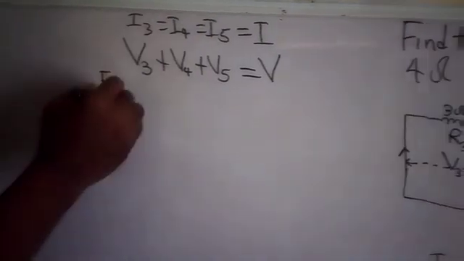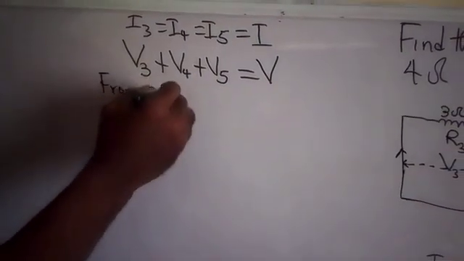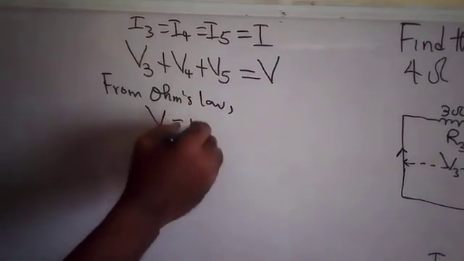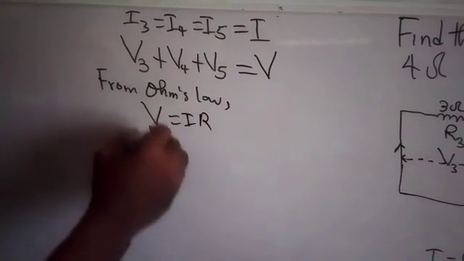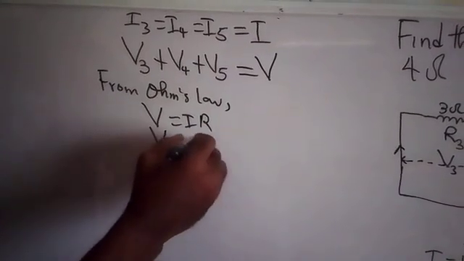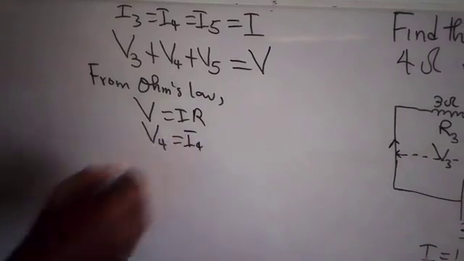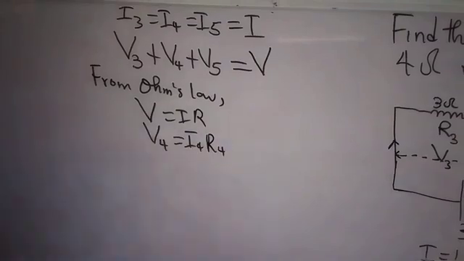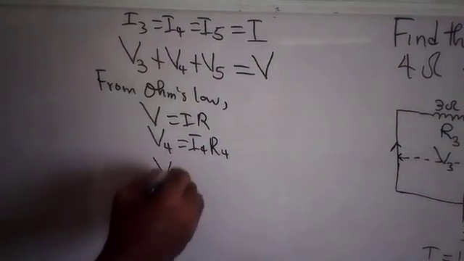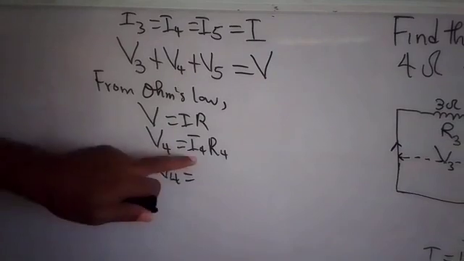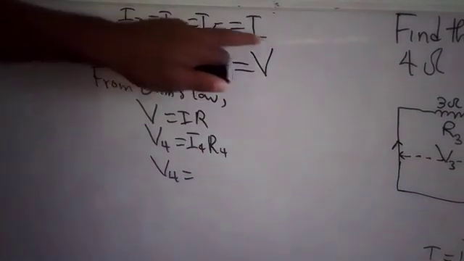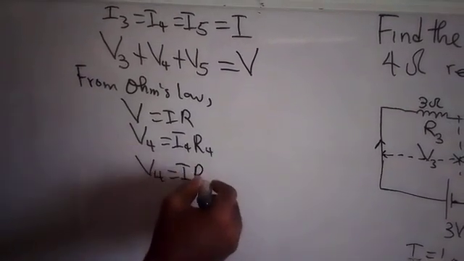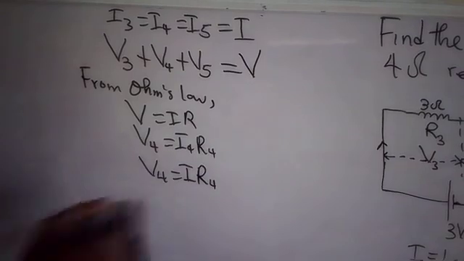From Ohm's law again, voltage is always I R. That means V4 we are looking for has to be I4, that means the current passing through the 4 ohm resistor multiplied by the 4 ohm resistor. So V4 is, we know that the current across the 4 ohm resistor is the same thing as the total current in the circuit. So we replace I4 with total current I.